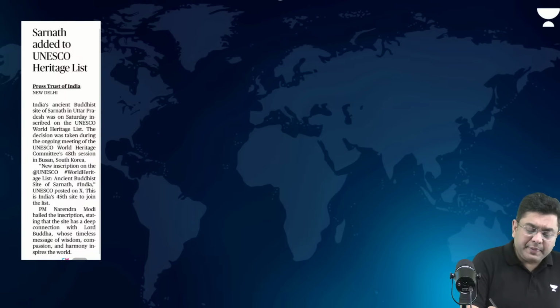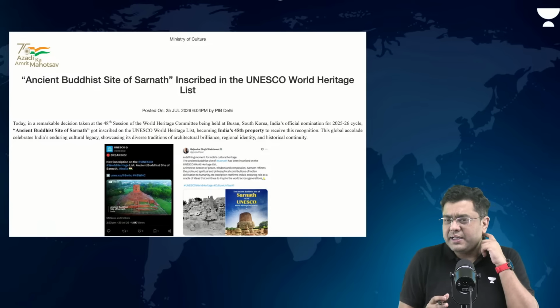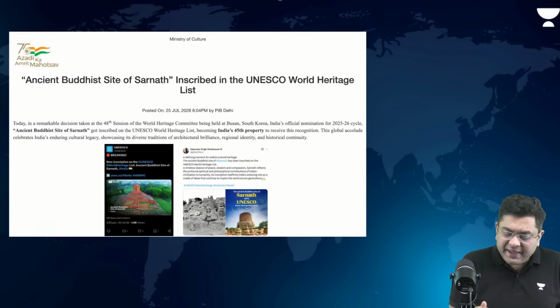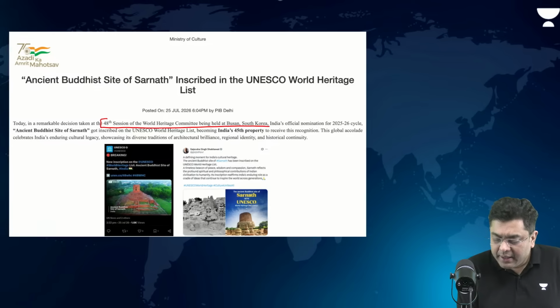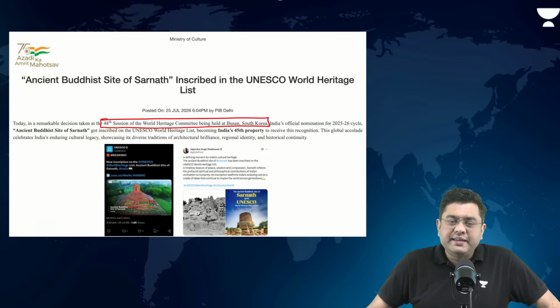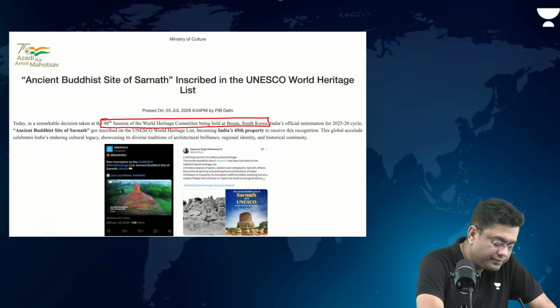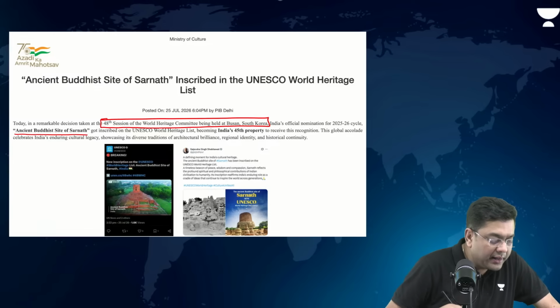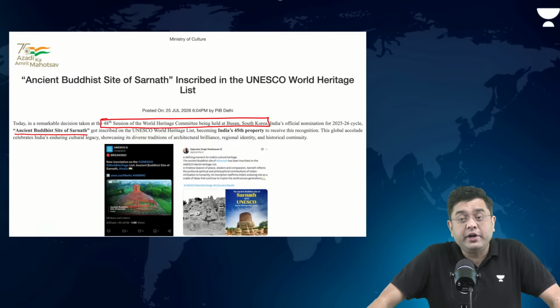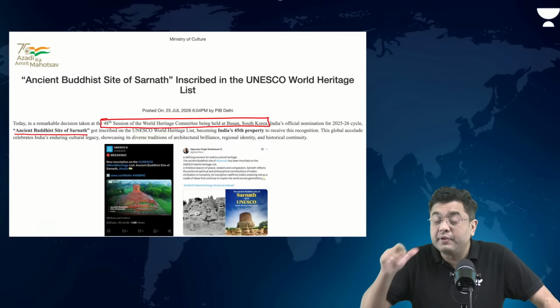Now, Sarnath has been added to UNESCO heritage list. We will cover it from the PIB data because that has covered it in much greater detail. But basically, 48th session of World Heritage Committee being held in Busan, South Korea. That is where you had the case of Sarnath, the Buddhist site of Sarnath, being added to the UNESCO World Heritage List. This is very important for your prelims.